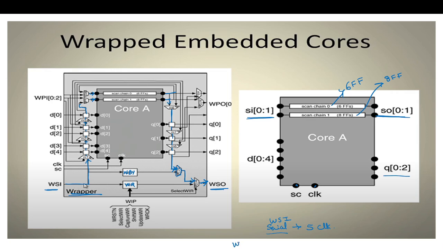Now parallel. In the PI, we have 3 parallel bits, so a total of 5 scan cells are there. So we apply in parallel. We have this WPI pin, and we can apply to this. Okay, I'll use a different color.